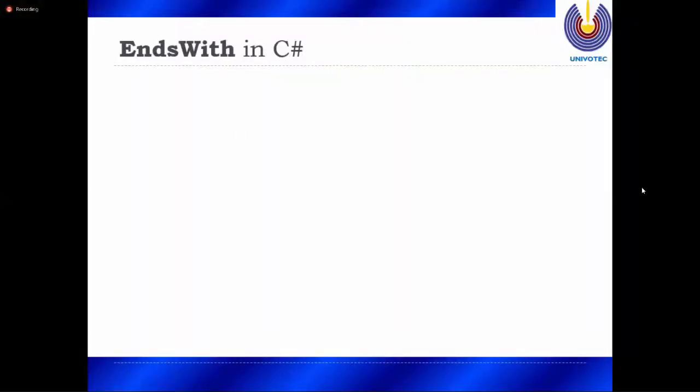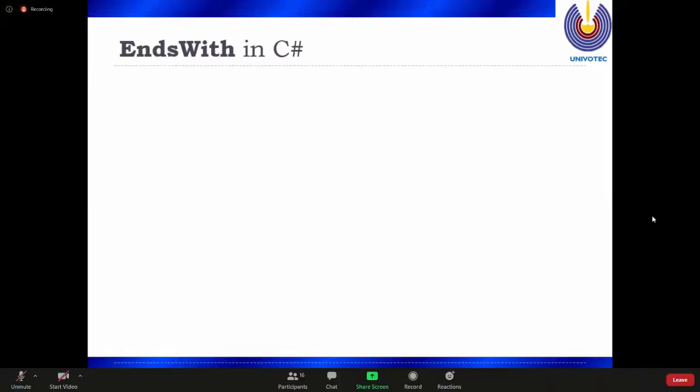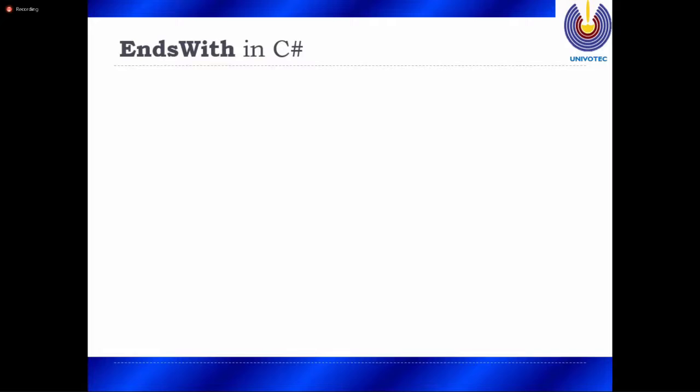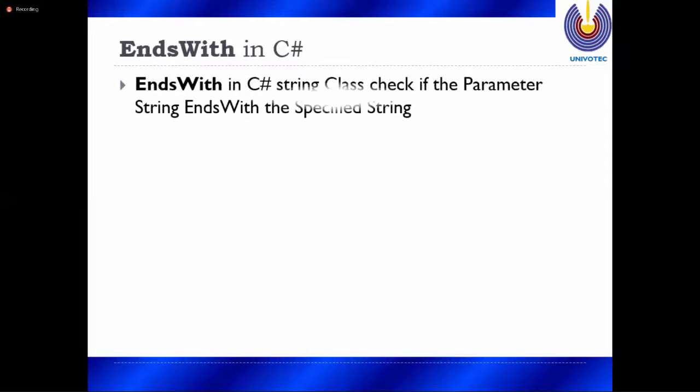EndsWith in C#. You can check whether a string ends with something. EndsWith, what characters are there at the end? Sometimes you will need that for websites, for example, commercial types: .com, yahoo.com, google.com. We can check whether it ends with .com. For a particular ending you can use the EndsWith function.